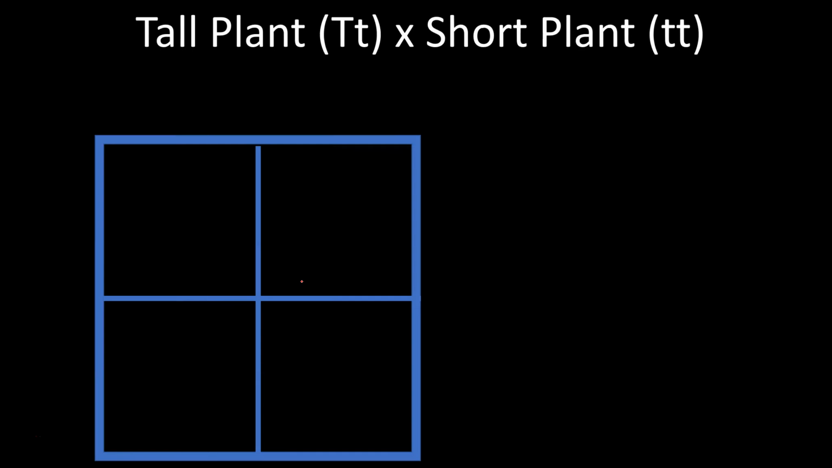How about this one? A heterozygous crossed with a homozygous recessive. Pair the alleles.